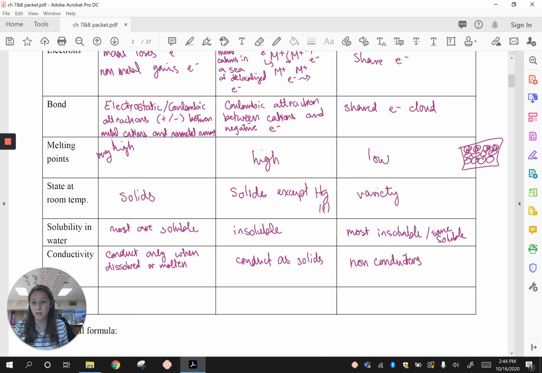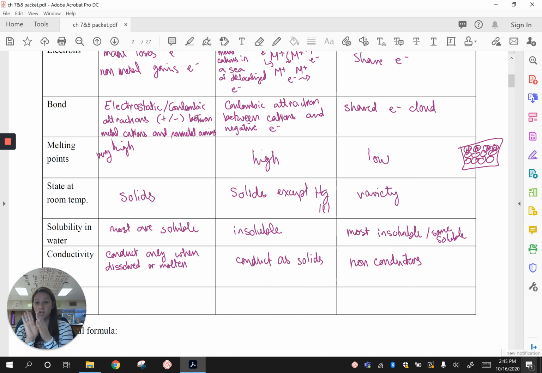It doesn't have any positives or negatives, no way for a flow of electrons, right? The electrons are kind of stuck in their electron cloud, so it does not allow for any conductivity. However, tap water is not pure water. Tap water actually has ions in it. It has fluoride for your teeth. It has chloride to kill bacteria. So tap water actually conducts a little bit because it is made up of ionic substances that are dissolved in water, and so it will conduct slightly.